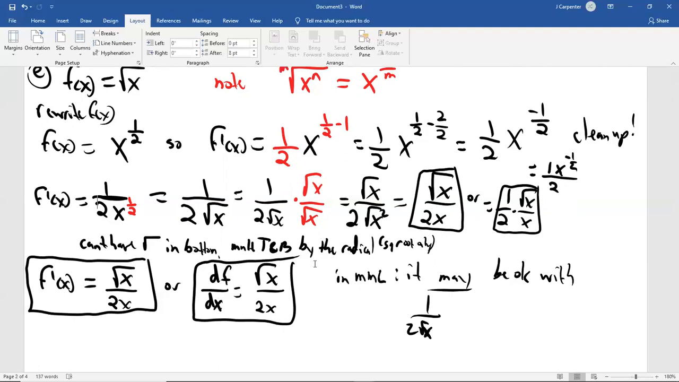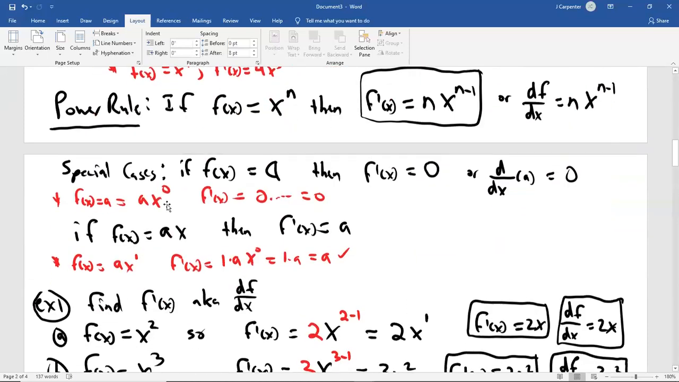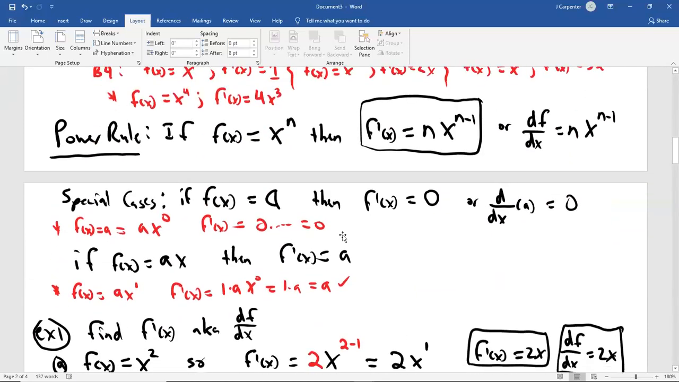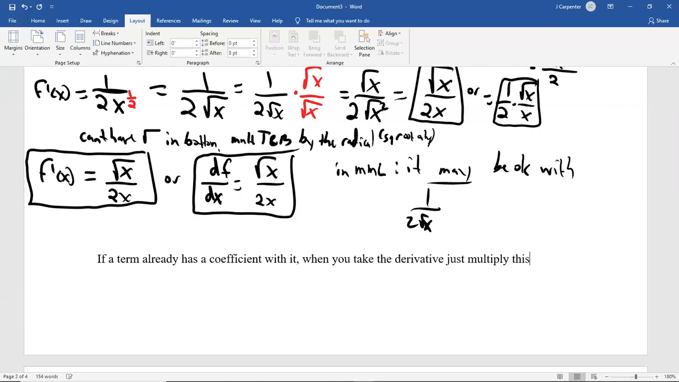Okay, so I mentioned something previously, and we even saw it kind of in a special case. This thing had an extra little coefficient. What happens if there are extra coefficients? What if a term already has a coefficient? When you take the derivative, just multiply this by whatever you get.